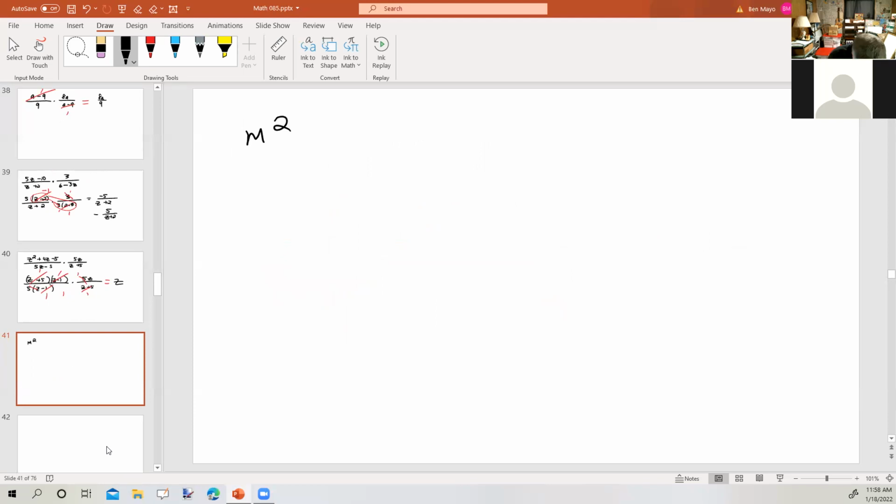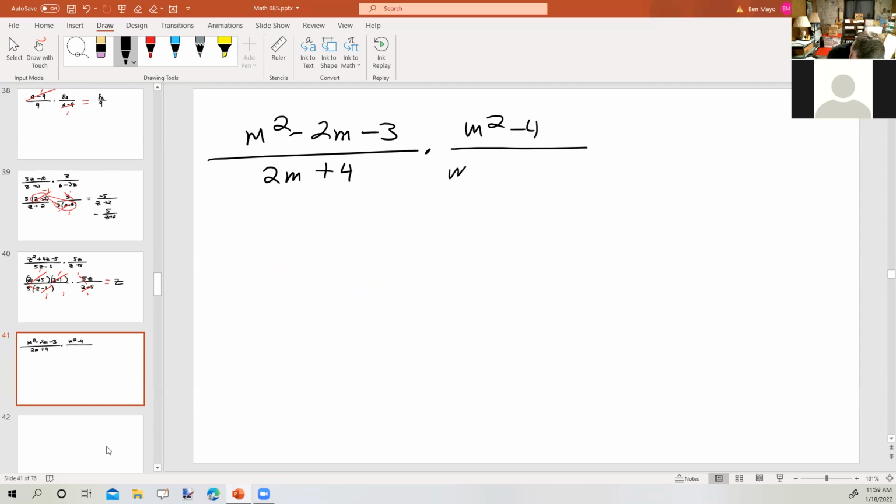m squared minus 2m minus 3 over 2m plus 4, times m squared minus 4 over m squared plus 3m plus 2. So again, you might think, oh, the m squared on top and the m squared on the bottom reduce out, the 2m and the 2m on the bottom, the 4. No, they don't reduce out unless they're factors. So the first thing we're going to do is factor everything.